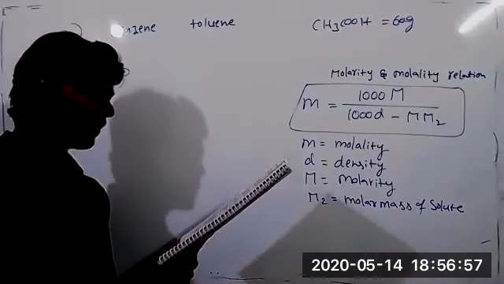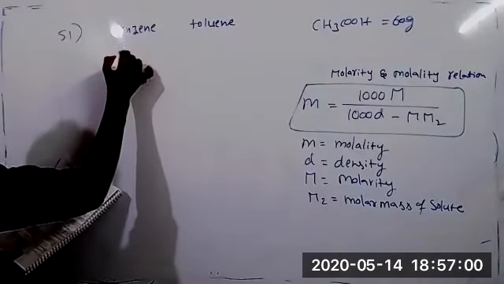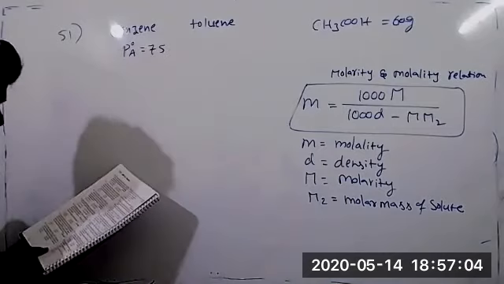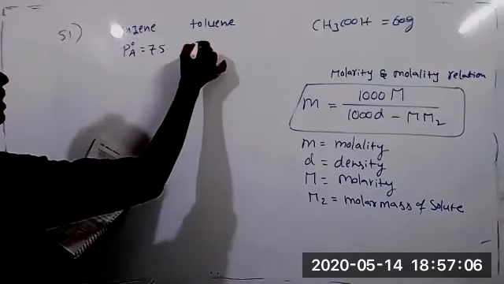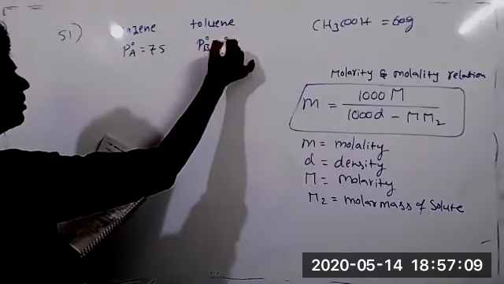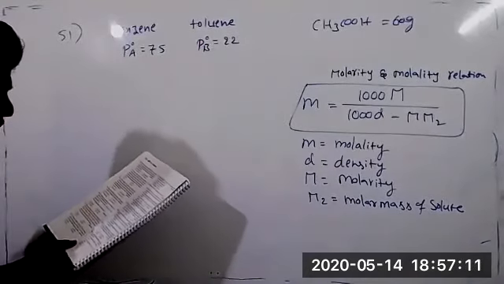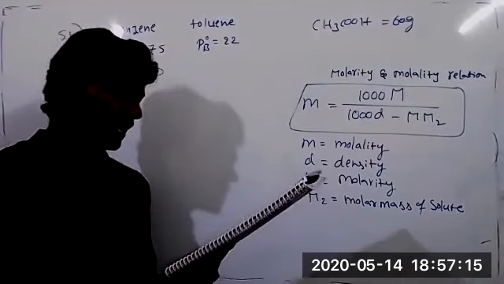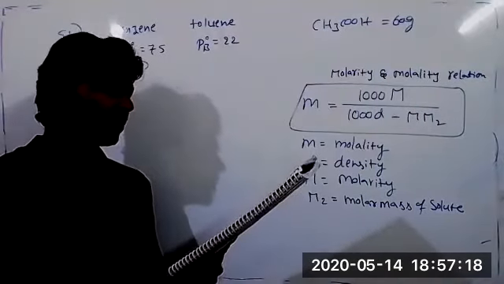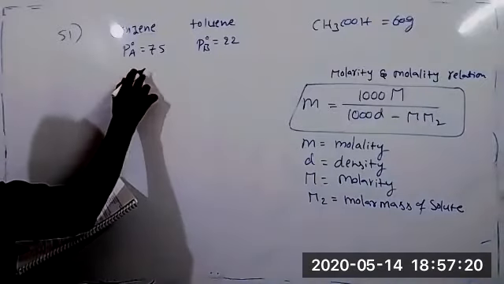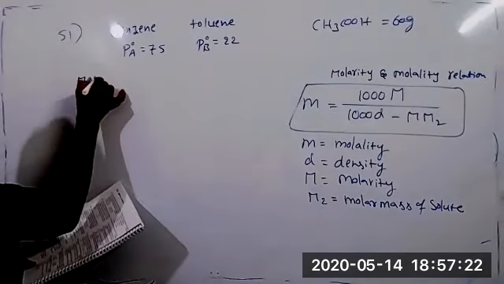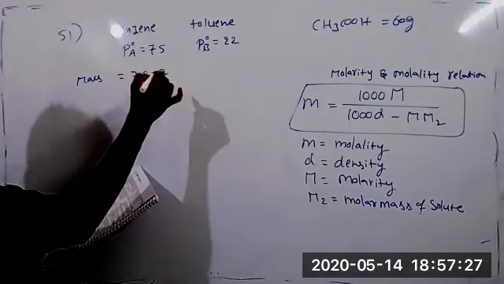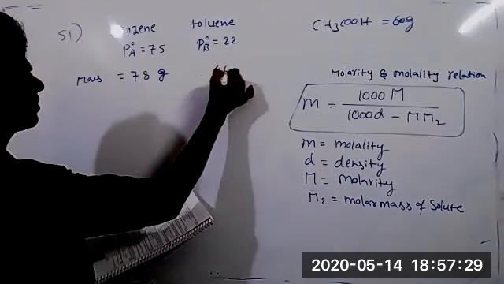The vapor pressure of benzene, which you consider as PA power 0, is 75 torr. And that of toluene is 22 torr. This is considered as PB power 0, 22 torr. The partial vapor pressure of benzene at 20 degrees centigrade for a solution containing 78 grams of benzene and 46 grams of toluene. This mass is 78 grams and this is 46 grams.